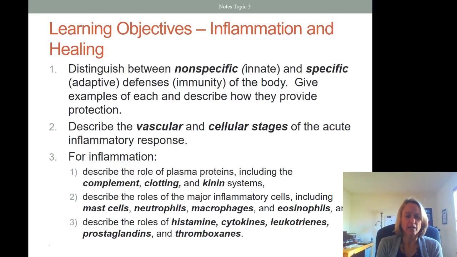Only briefly understand what complement, clotting, and kinin systems are, and then fairly briefly as well understand the roles of the inflammatory cells that are listed there, and only very briefly describe the chemical roles of things such as histamine, leukotrienes, prostaglandins, and thromboxanes. Cytokines is a big category, so just know that it's a chemical mediator of inflammation.